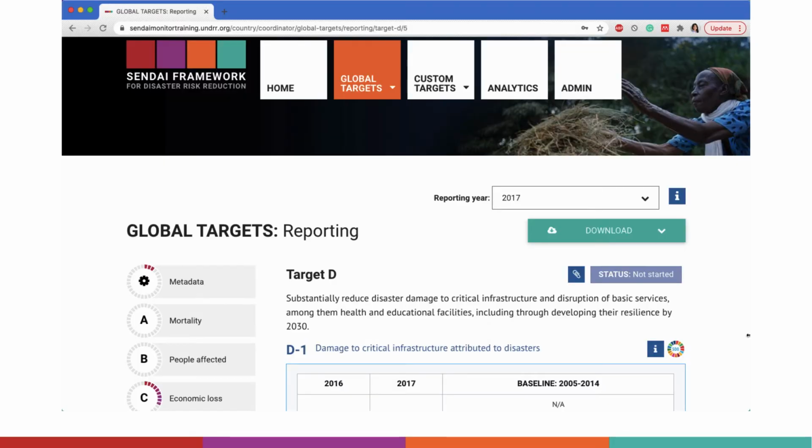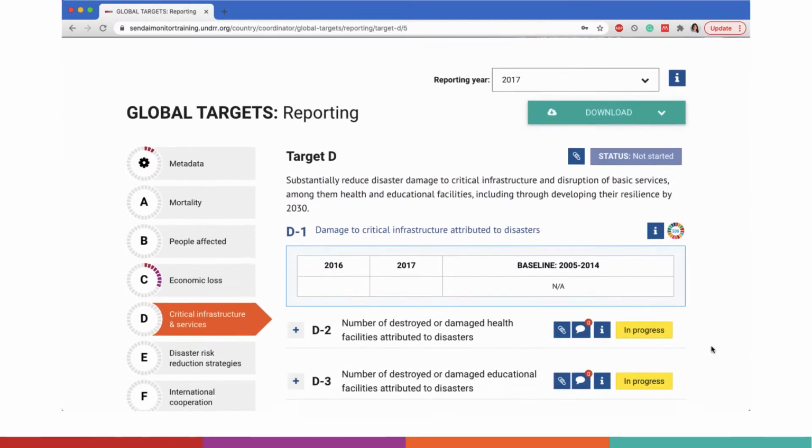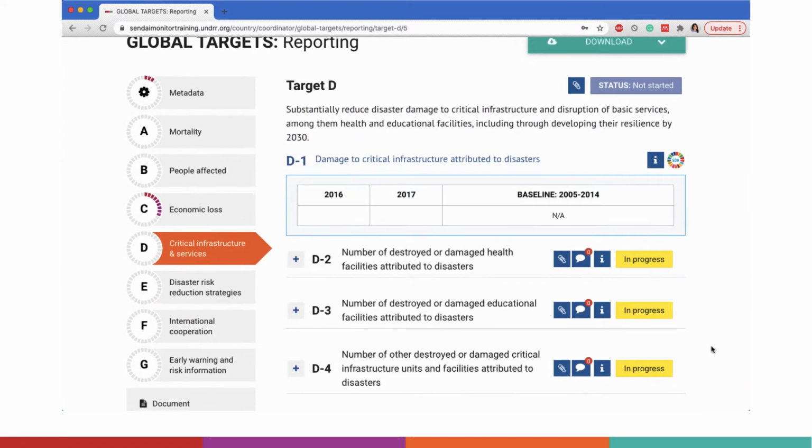This video will show you how to use the online Sendai Framework Monitor to report on Target D. This target is to reduce disaster damage to critical infrastructure and disruption of basic services, among them health and educational facilities, including through developing their resilience by 2030. Target D refers to two separate but interconnected situations.